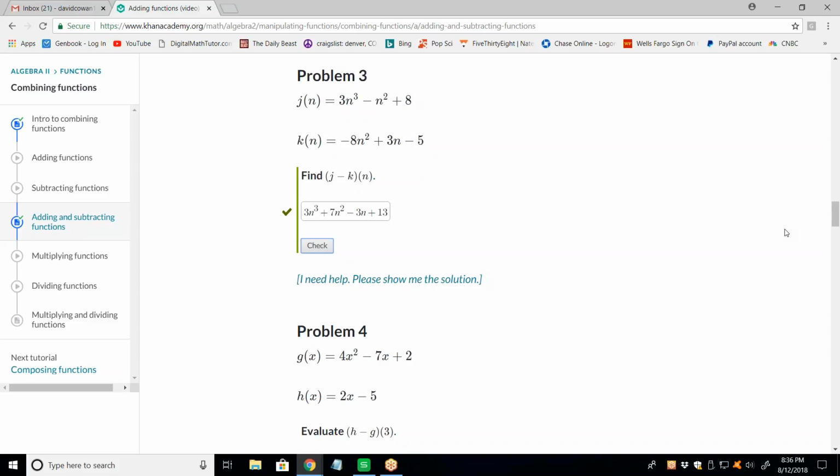You can't drop it. This was 8 minus a minus 5. If I drop one of those negative signs, I'm dead.